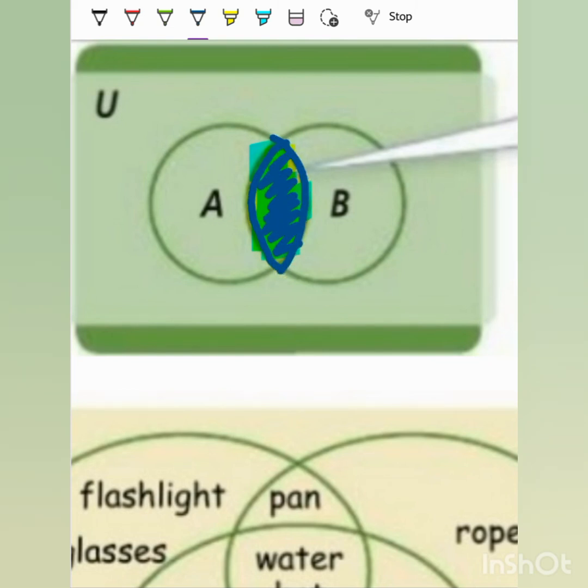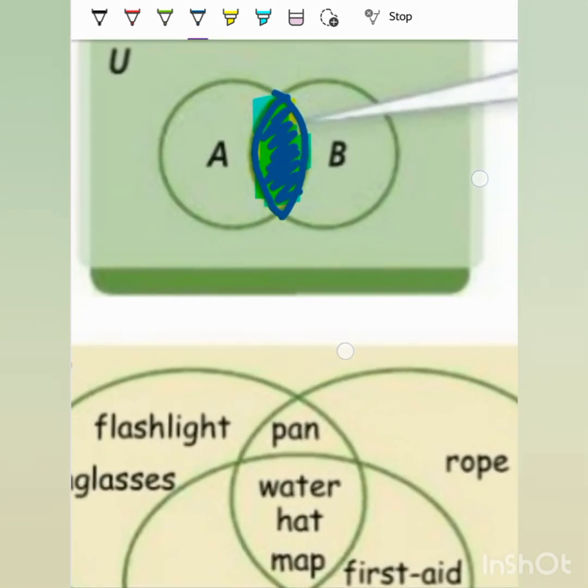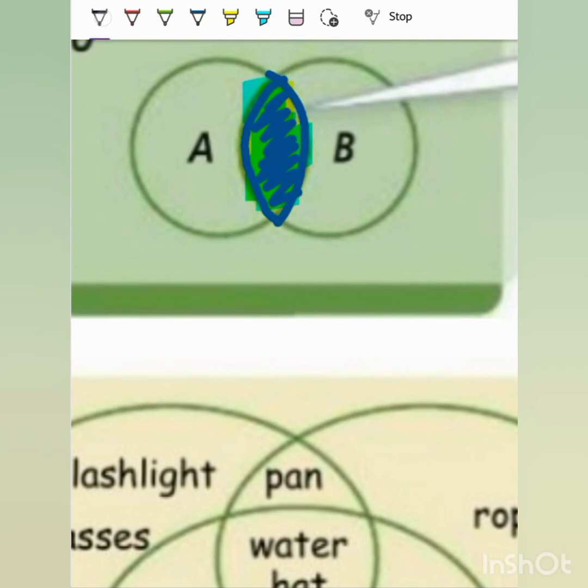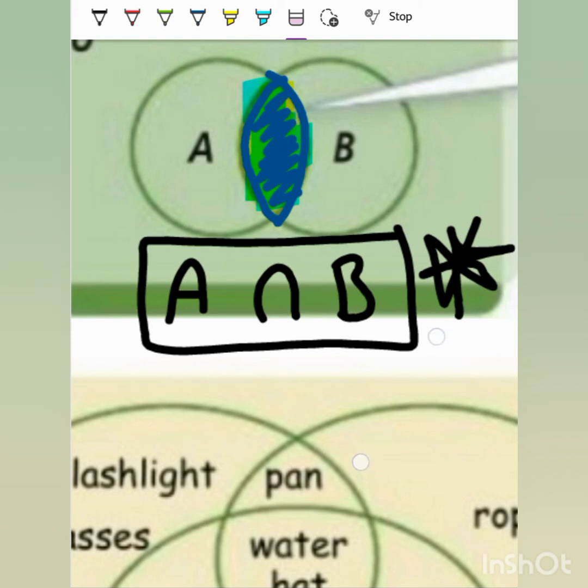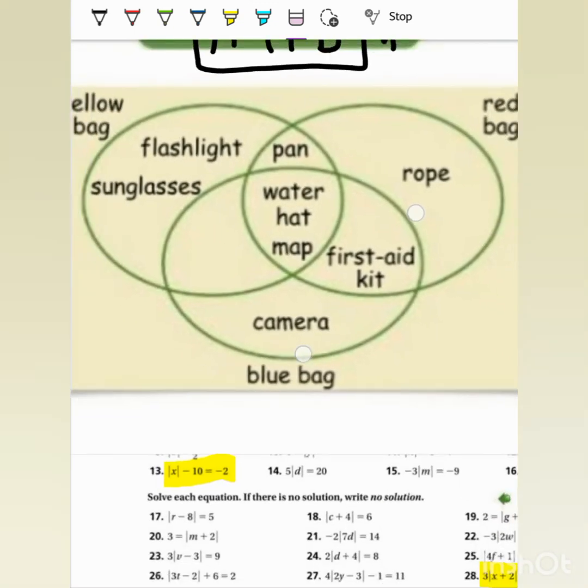What do we call it? We call this, or we can write it as, A intersect B. Remember. What do we call it? A intersect B. This area. Great.